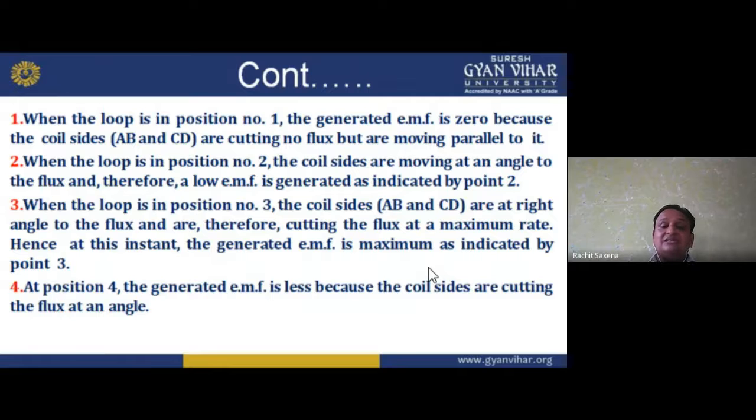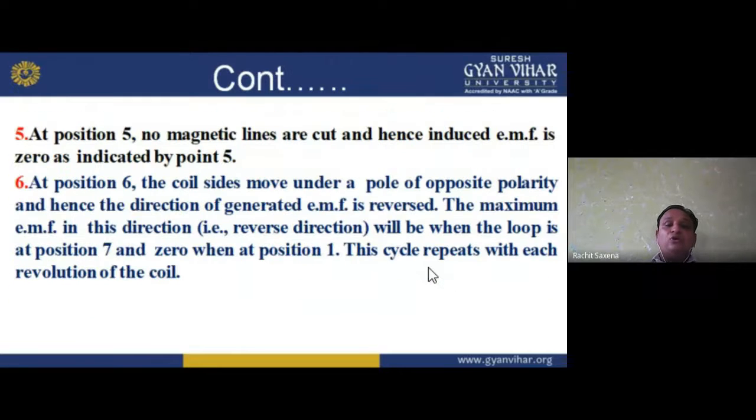Hence, at this instant, the generated EMF is maximum, as indicated by point number 3. At position 4, the generated EMF is less because the coil sides are cutting the flux at an angle. At position number 5, no magnetic flux lines are cut and the induced EMF is 0. So at 1 and 5 we have 0, as indicated by point 5.